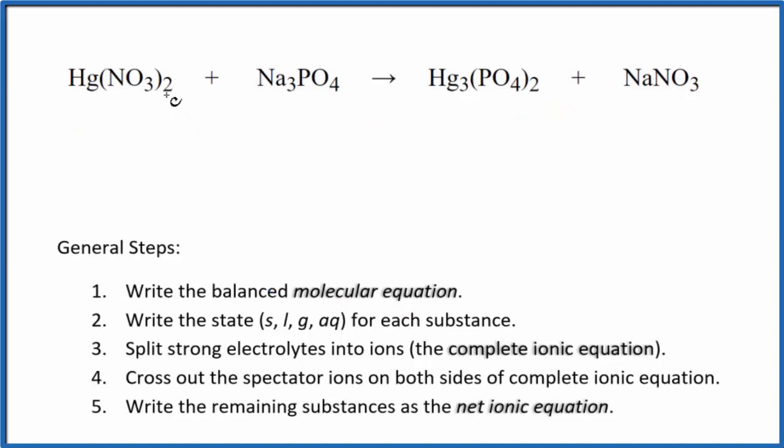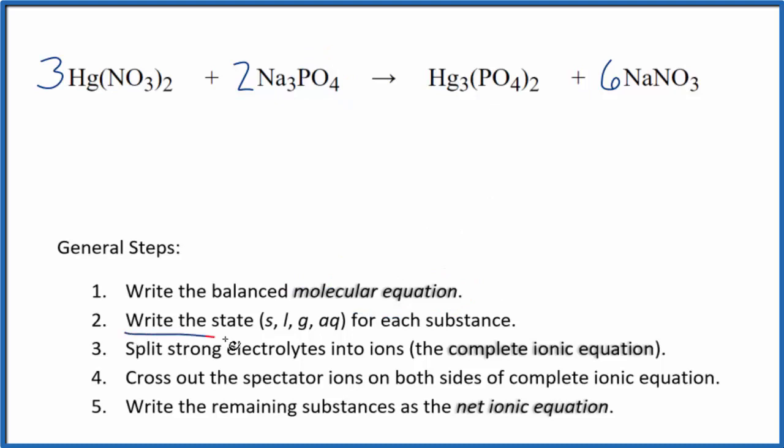I can see that I have 3 mercury atoms here and just 1 here. So I'm going to put a 3 in front of the mercury(II) nitrate. Now I have 3 times 2, 6 nitrate ions. So I'm going to put a 6 over here in front of the sodium nitrate. 6 sodium atoms, I could put a 2 here, which balances the sodiums. Now I have 2 phosphates, but that's okay. I have 2 phosphates here. So this is the balanced molecular equation.